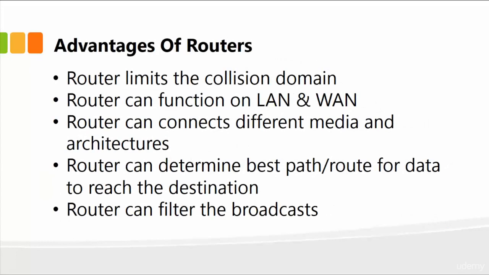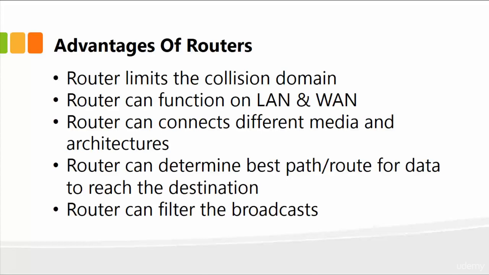So why do we use routers in addition to hubs and switches? Well, a router limits the collision domain, so the packets are not colliding with each other and there's no data loss. Routers can function on a local area network and wide area networks as well. They can connect different media and architectures. Routers can determine the best path or route for data to reach the destination. And routers can also filter the broadcasts as well. So there are numerous advantages of using routers.